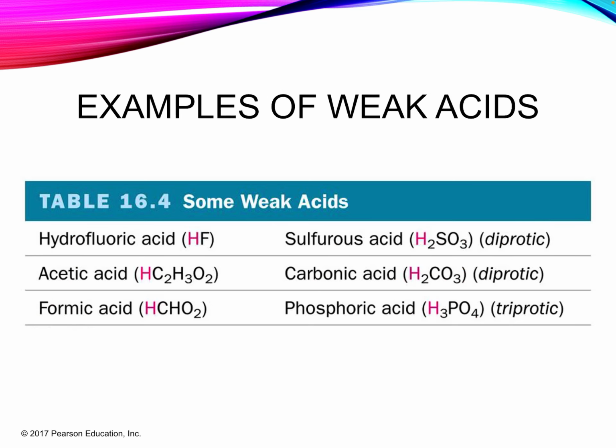So here's some examples of weak acids. We talked about hydrofluoric acid last time. It's one of our only binary acids, right? Our only one with a hydrogen and a halogen that's a weak acid. And we've got acetic acid, and then we've got these acids on the right. You'll see they say diprotic or triprotic.